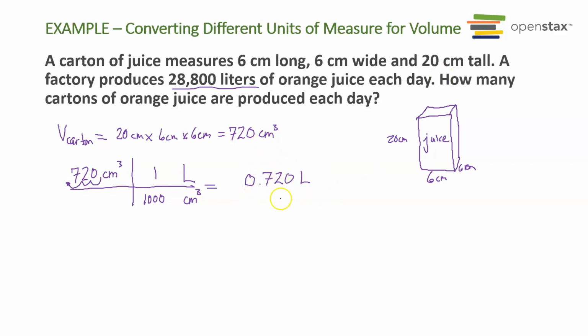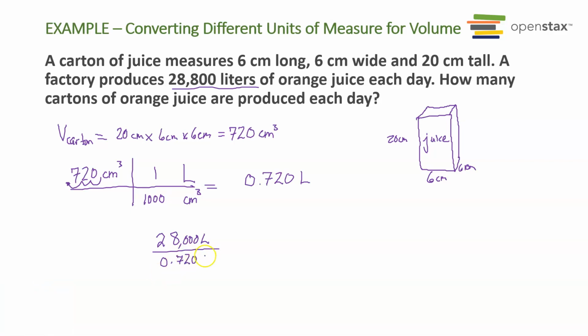All right, so each carton can hold 0.720 liters, and we are wanting to fill each of these little cartons with the juice. So we would say, all right, we got 28,800 liters divided by 0.72. I forgot my 2. I'm sorry. So let's go in and fix that. So 720.